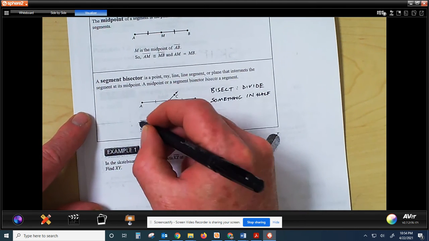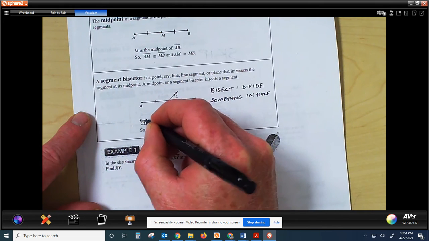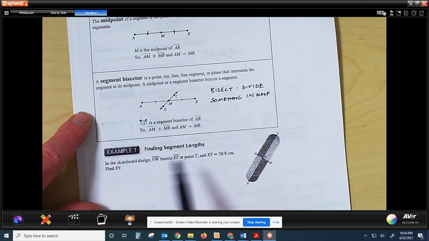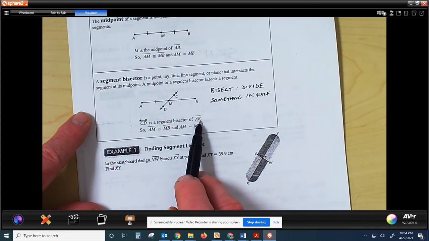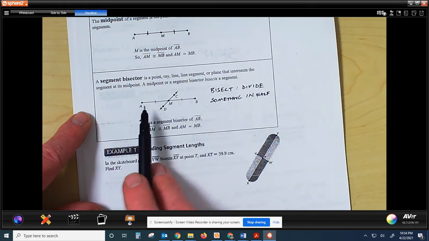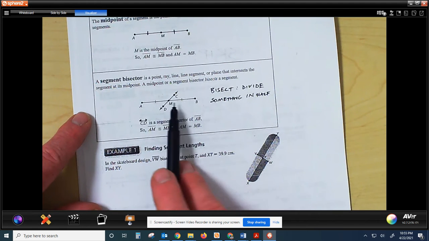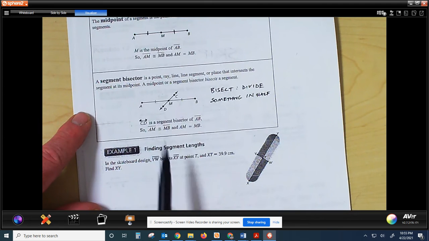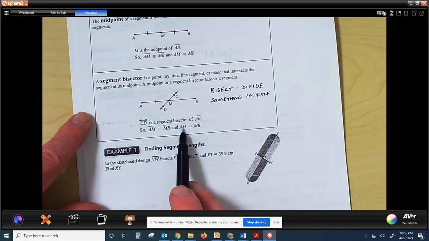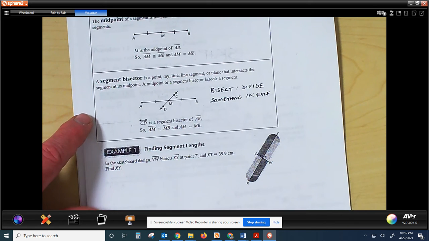Line CD, there should be stronger arrows here. Line CD is a segment bisector of line segment AB. So A to M is once again congruent to MB as line segments, and the measurements are the same. The length of AM is equal to the length of MB.